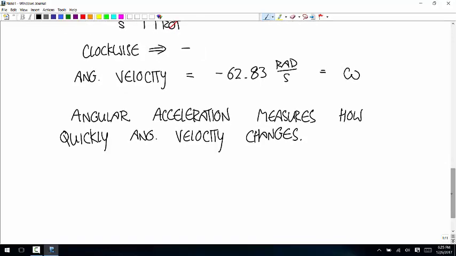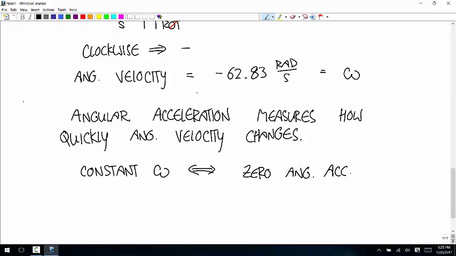And just based on what you know about the relationship between velocity and acceleration from translational stuff, if something has a constant angular velocity, what do you think that means the angular acceleration is? Yep. That means zero angular acceleration. And you can think of those two things as synonymous. If one of these is true, the other one has to be true. And we are going to represent the angular acceleration as the Greek letter alpha, like the fish on the back of cars.